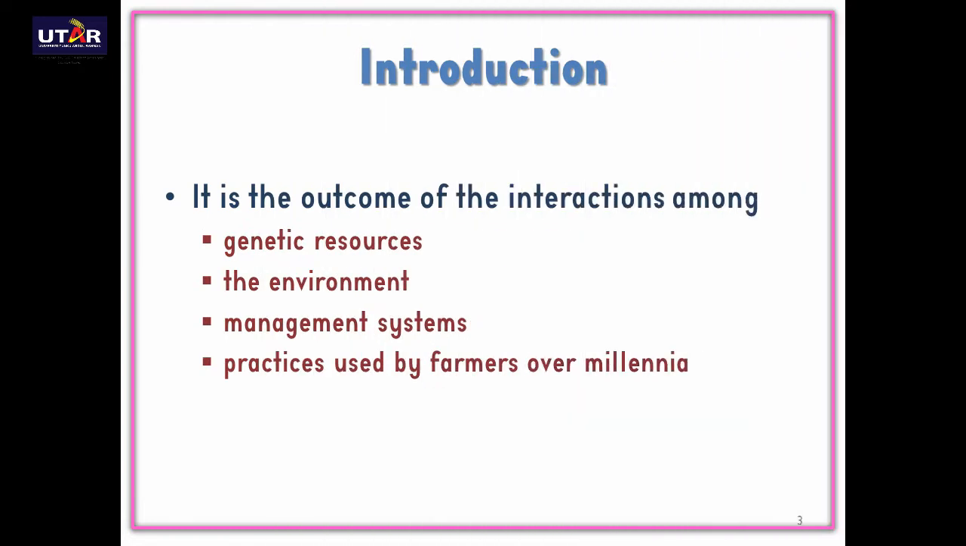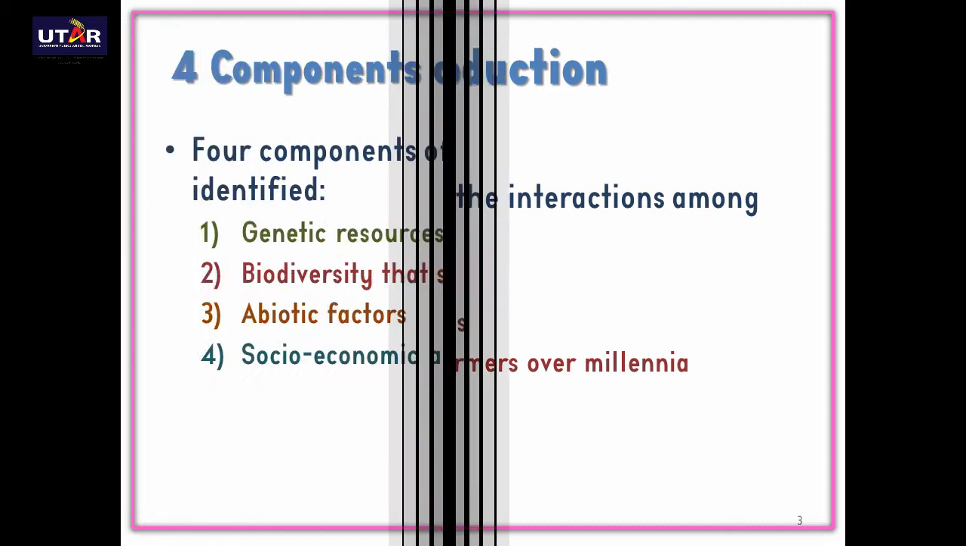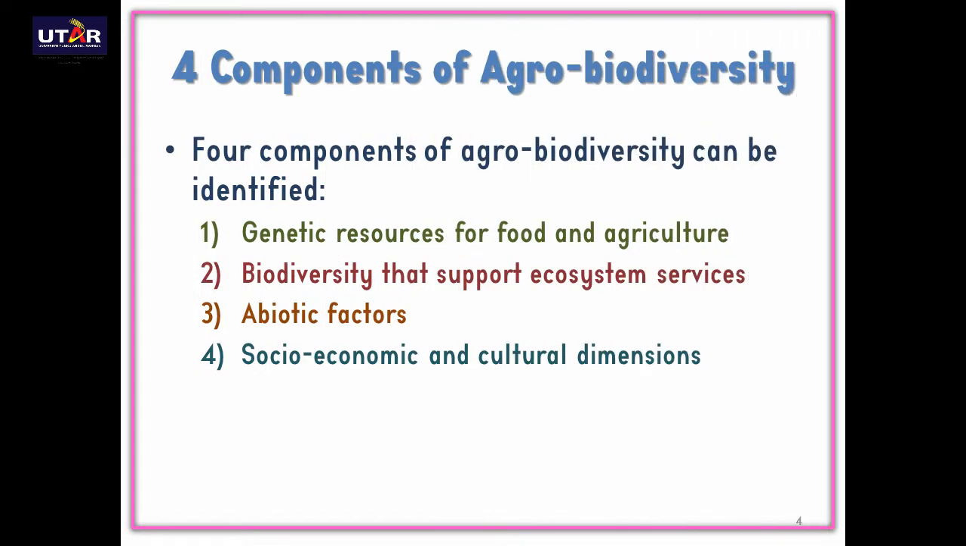So it is the outcome of the interactions among genetic resources, the environment, management systems, and practices used by farmers over millennia. There are 4 components of agricultural biodiversity that have been agreed and drafted by Biodiversity International. The first component is genetic resources for food and agriculture. The second is biodiversity that supports ecosystem services. The third is abiotic factors, and the fourth is social, economic, and cultural dimensions.